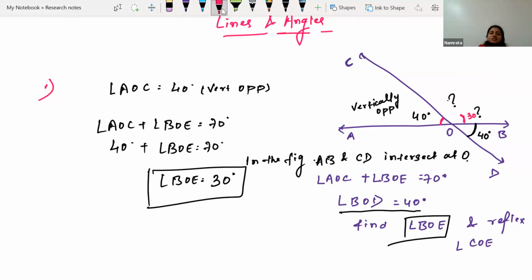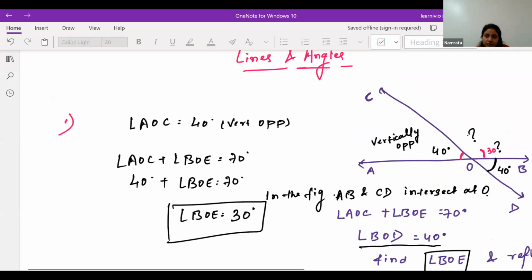In the first part, when I started drawing the figure, you said that this angle and that angle will make a linear pair. That concept will work over here. Let's see.